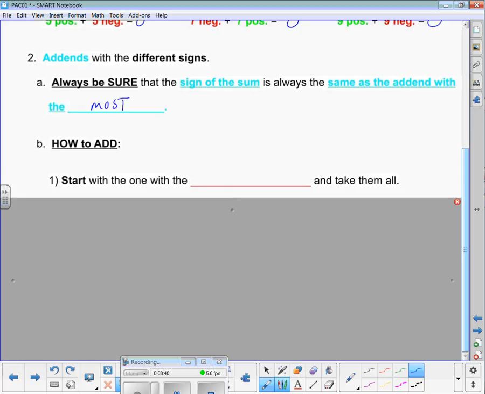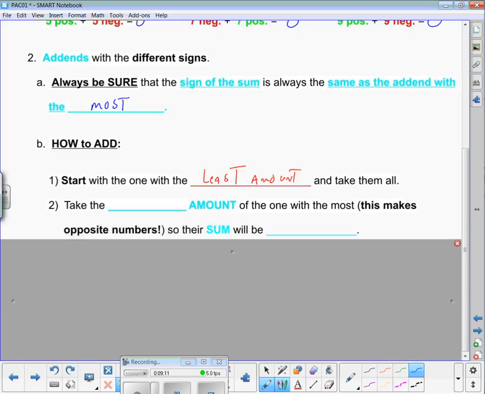All right, so how are we going to add? We're going to start with the one with the least amount. And let me put the word amount because I'm not worried about the actual value. We're going to take all of them. I'll show you how to do it in a minute. I'm just giving you words to go back and look at.